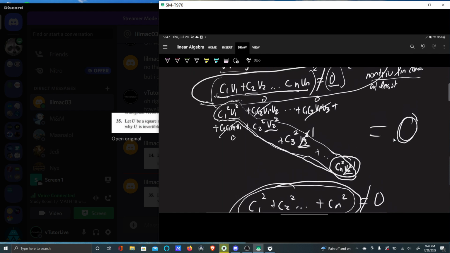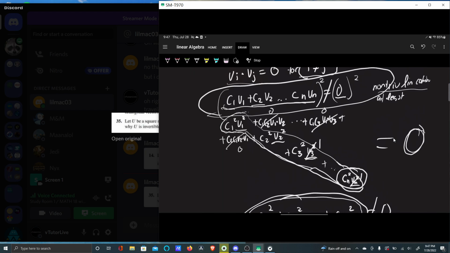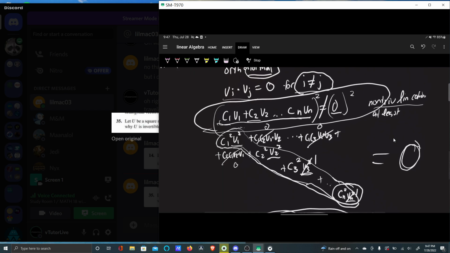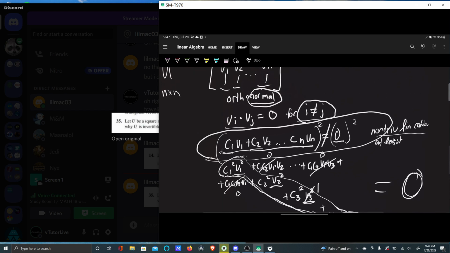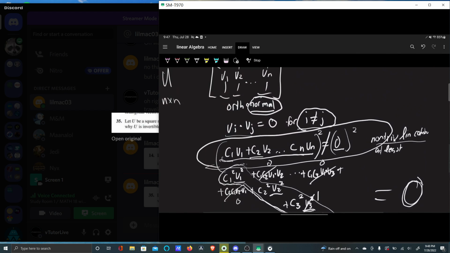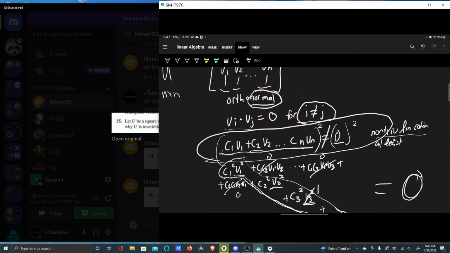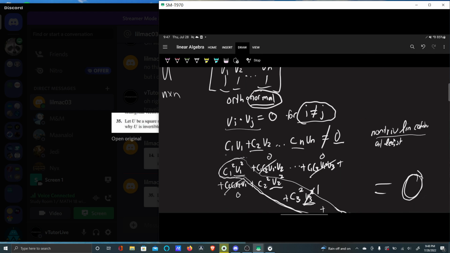Sorry, let me see if I can make this work. Right now I'm not seeing a way to do it other than proof by contradiction, which is a little bit hard to wrap your brain around if it's the first couple of times you've seen it. But do you see what I'm getting at here? I want to prove that for any C1, C2, all the way up to Cn, this is not equal to 0. This is a little bit hard to prove directly.